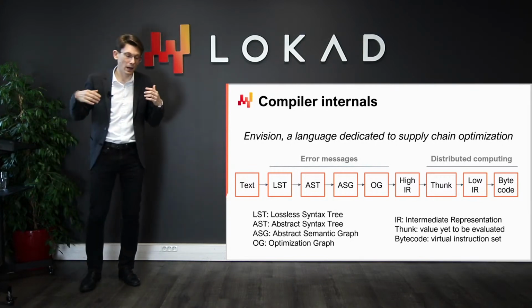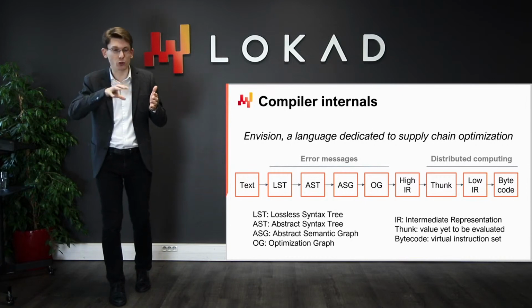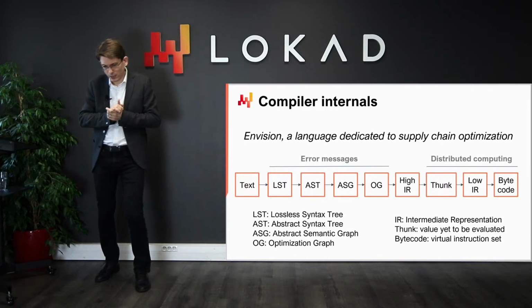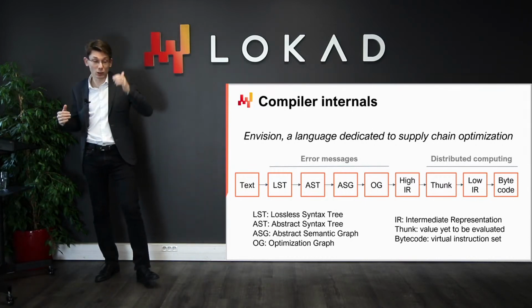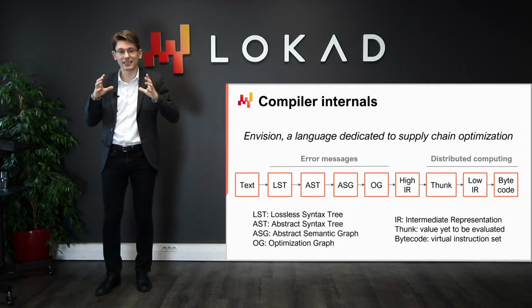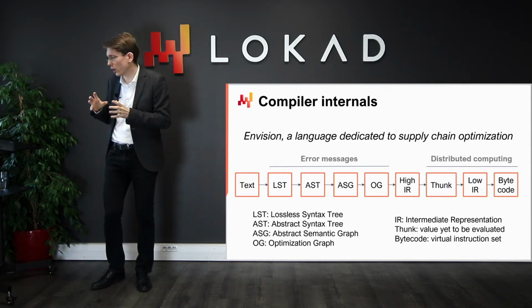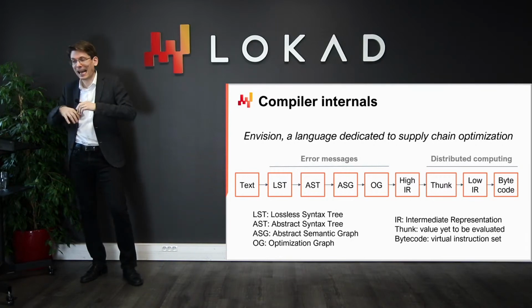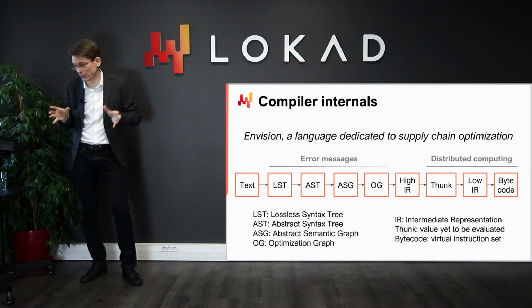Now, we go from high intermediate representation to funcs. Funcs are values that are yet to be evaluated. So they represent the atomic block of calculation that happens within a distributed execution.